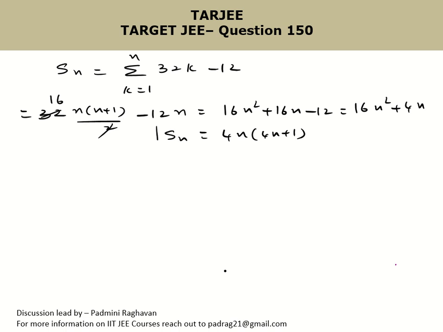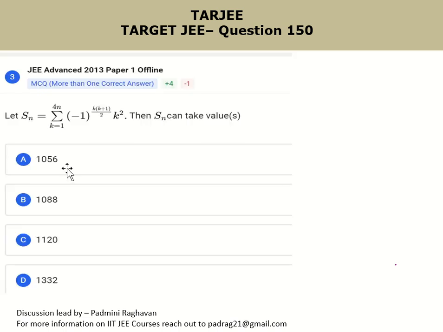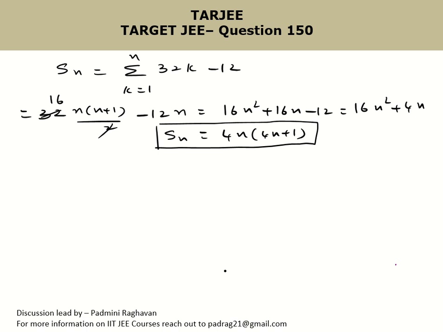So what is our understanding? Any Sn should always be a multiple of 4 into 1 more than a multiple of 4. Now let's look at the options. The first one is 1056. Option A is 1056. Can this be Sn? N has to be a natural number. This 1056 lies between 30 square and 40 square. It lies between 900 and 1600.